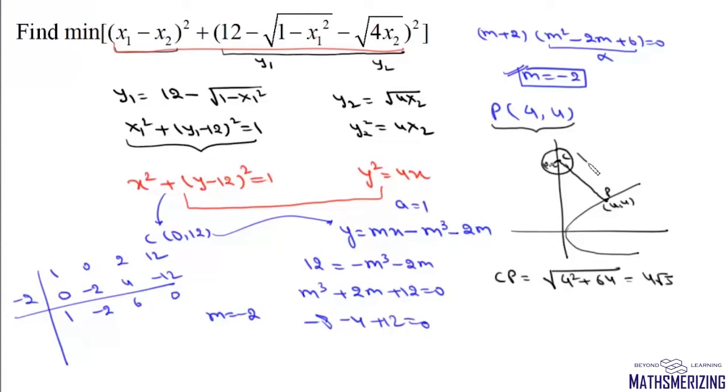So this distance CP is 4 root 5 and radius of this circle is 1. So the shortest distance which is D, between this circle and parabola, will be 4 root 5 minus 1. Now in this question we need square of this minimum distance. So D square will be (4 root 5 minus 1) whole square, and that is the answer to this question.